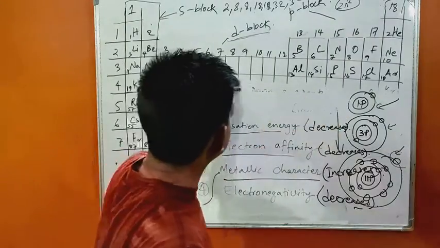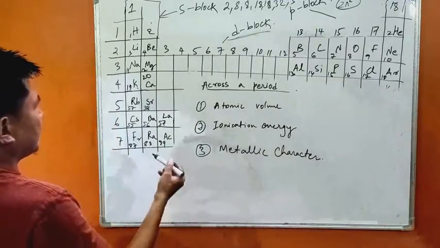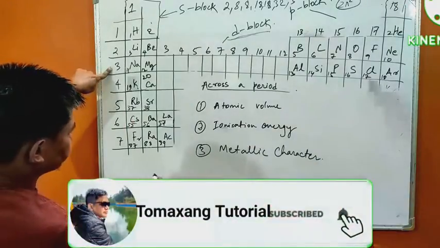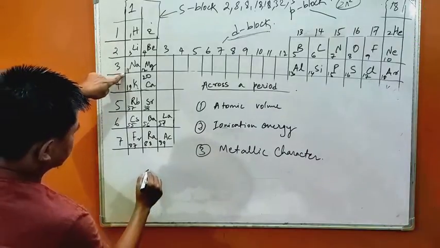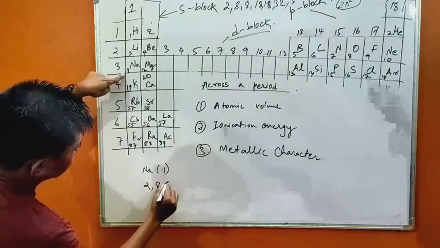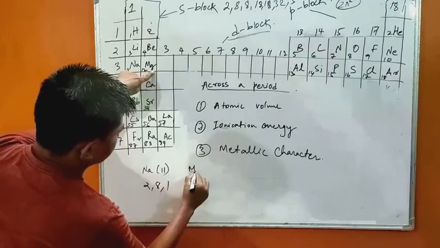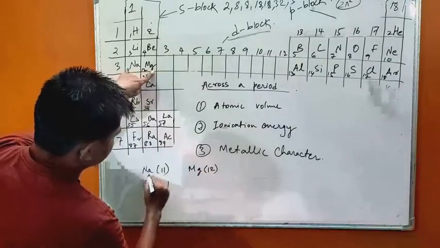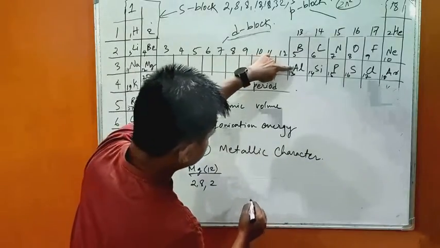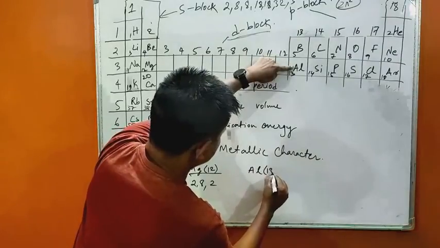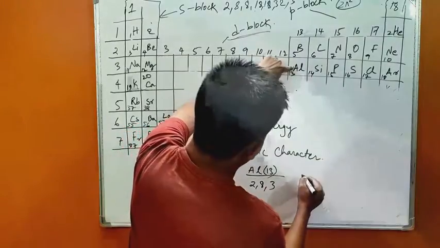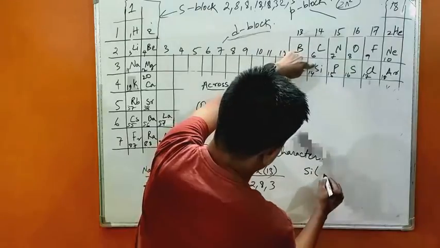Now let's check the variation across a period: atomic volume, ionization energy and metallic character. For example, let's take period 3. Elements of period 3: sodium, atomic number 11, with electronic configuration 2, 8, 1. Magnesium, atomic number 12, configuration 2, 8, 2. Now comes aluminium, atomic number 13, configuration 2, 8, 3. Now comes silicon, atomic number 14.